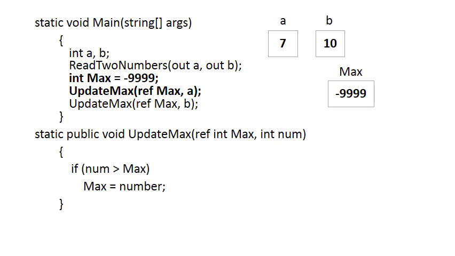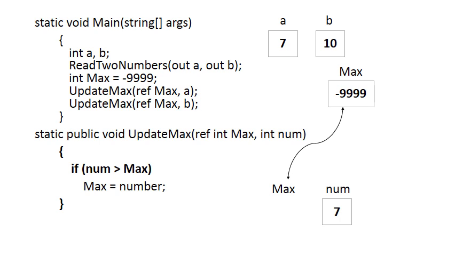Now I'm introducing the reference parameter. Notice what happens in the main method. We initialize max to -9999. Then we call update max. Now the idea here is that we send through this -9999 and the value of A, 7, and we expect it to come back and change max to 7. And then we call update max with the 10, and we expect max to be 10. So every time the second parameter is bigger than max, we expect max to change.